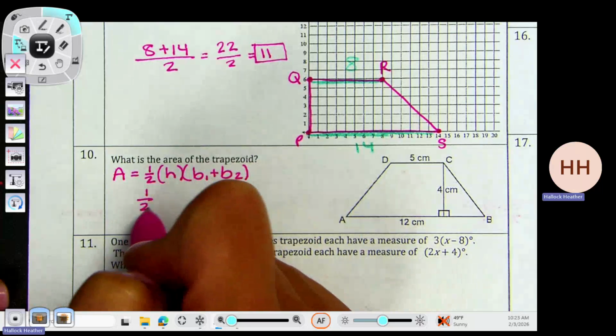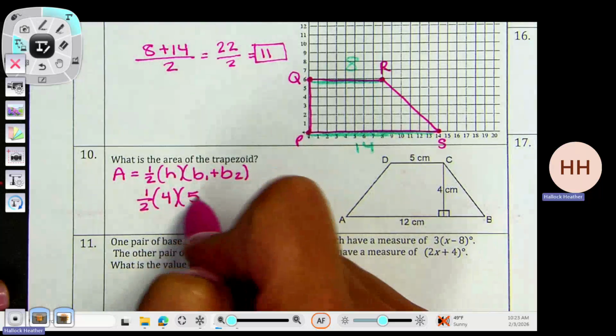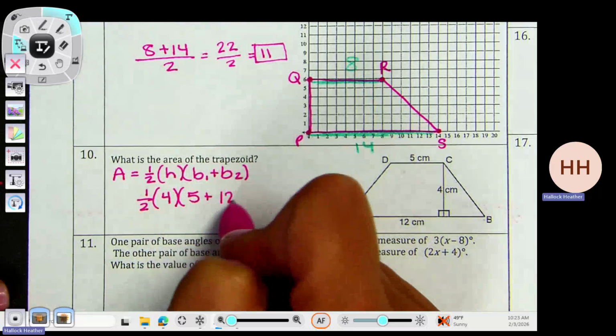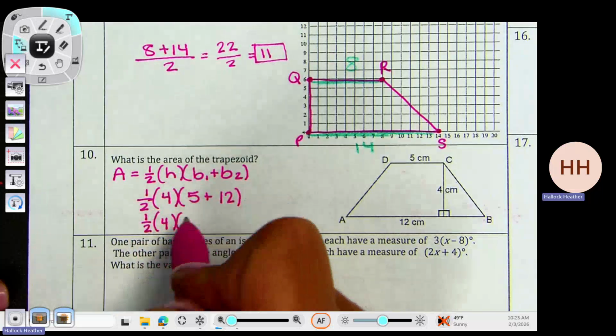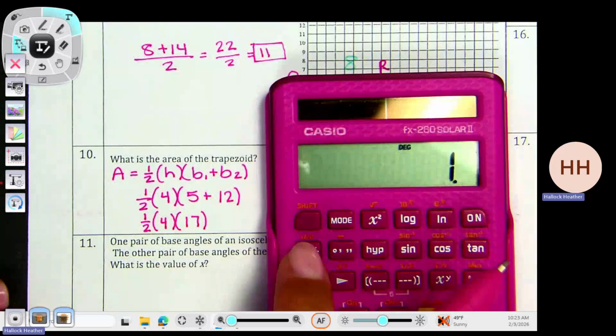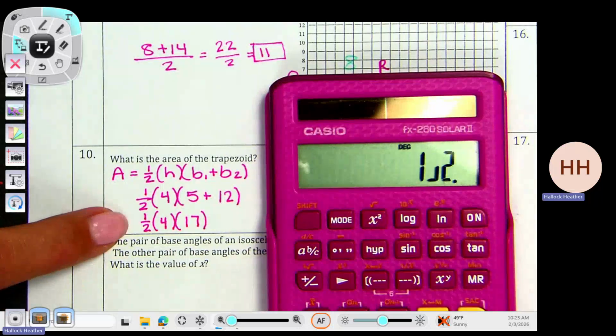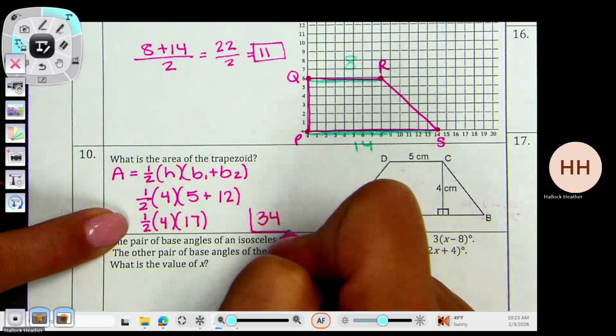So my height in this case is 4. Base 1 is 5. Base 2 is 12. 5 plus 12 is 17. So we're going to multiply them together. So 1/2 times 4 times 17 is 34.